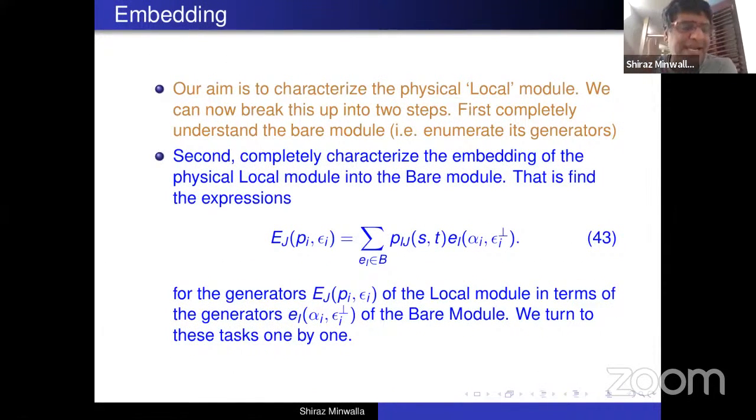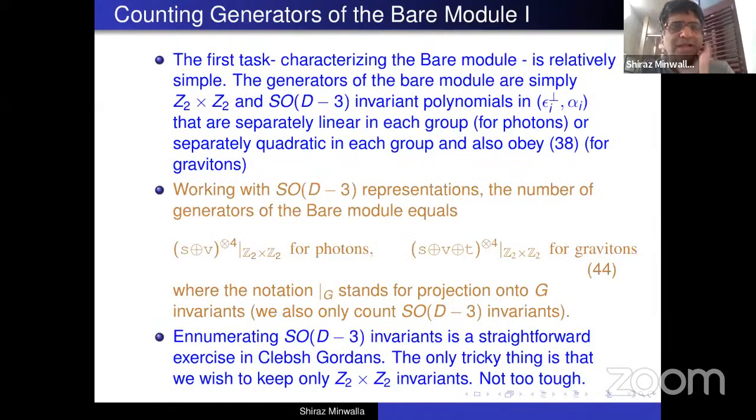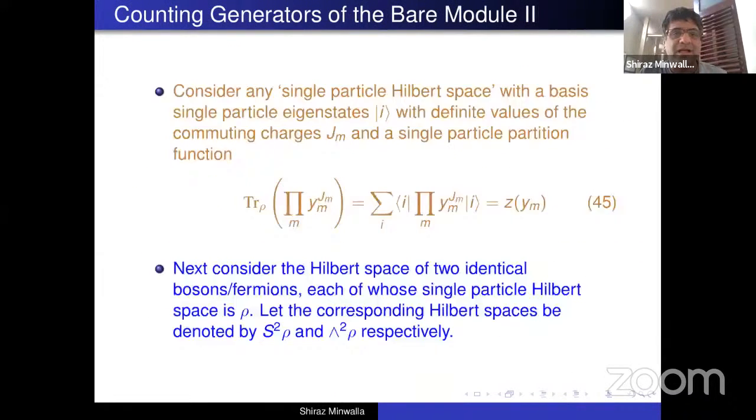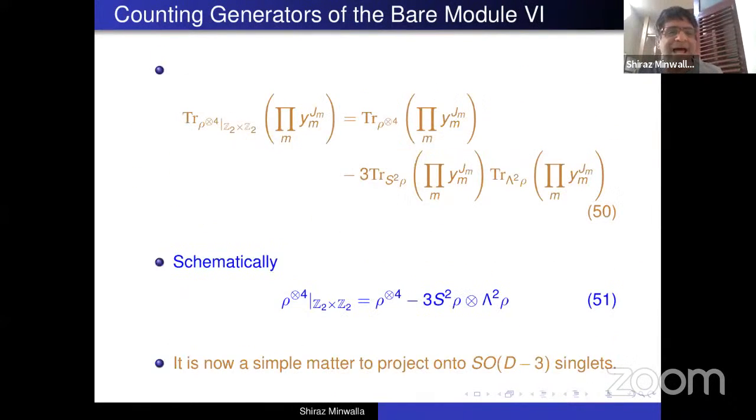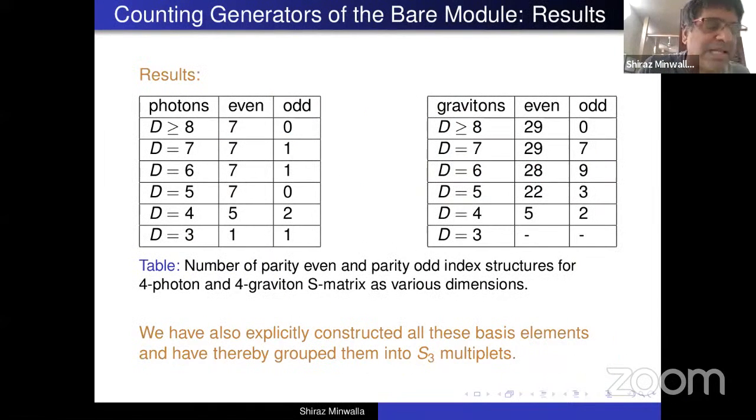Now, this program is a long and detailed one. One of the things we do is to completely classify the bare modules. We completely classify its generators, count them. I have in my notes in my lectures how this analysis is done, but we'll skip that, and I'll just give you the final results. Okay. For the bare modules, and maybe Shuman will tell you about some of how this works. Okay, for these bare modules, in the case of photons and gravitons, we've done it separately.